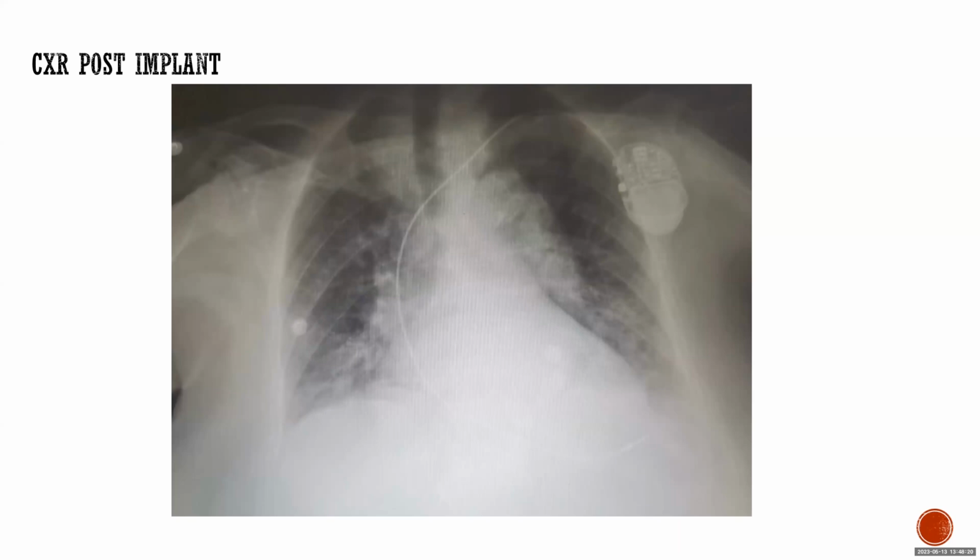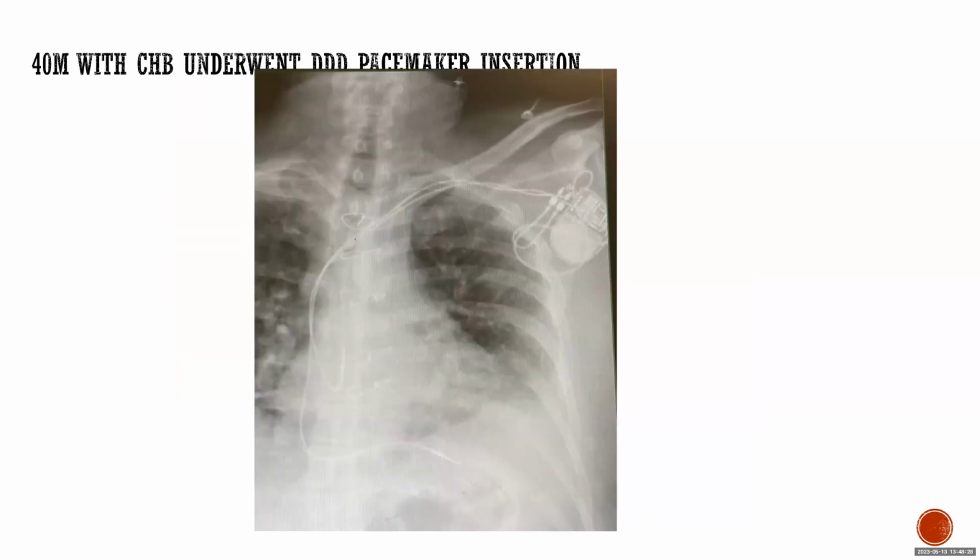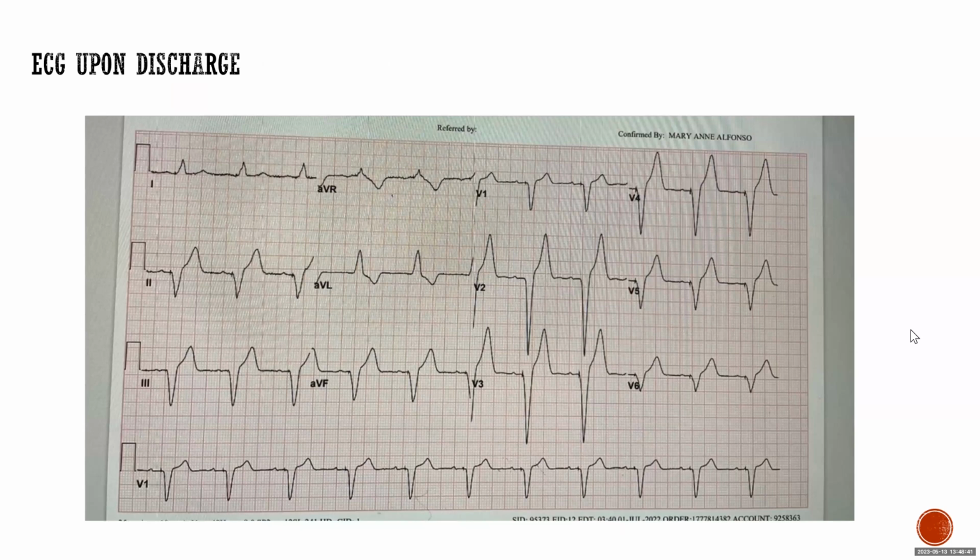Okay. Any questions so far? Okay, let's go through another example. 40-year-old, complete heart block, dual pacemaker insertion. You see that? This is the atrial lead. This is the ventricular lead. This is the ECG post-implant. I'll give you a minute to look at it.